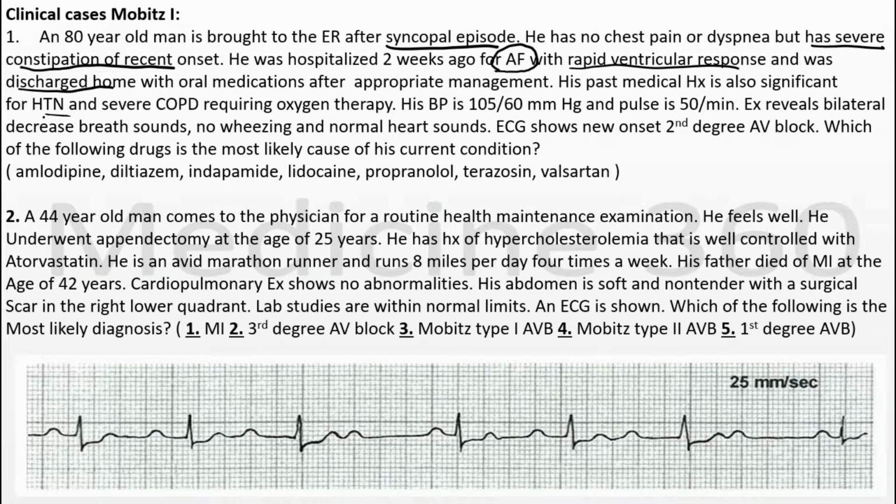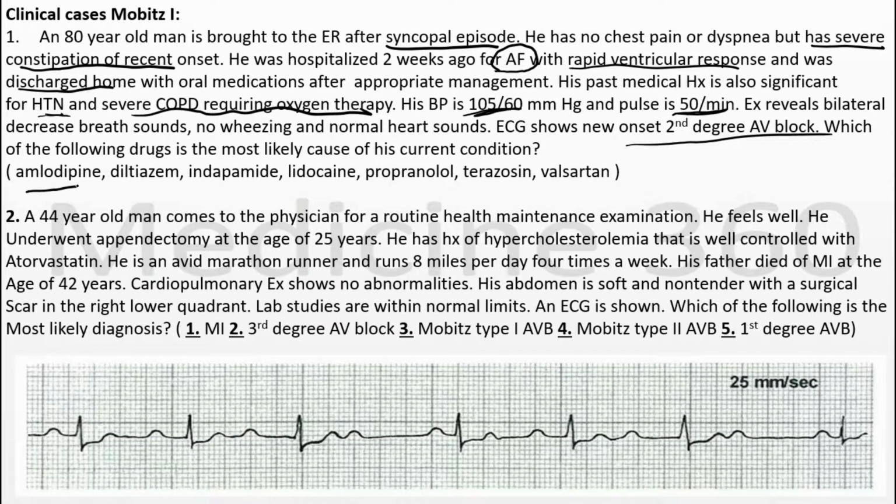The patient also has hypertension and severe COPD. The patient is symptomatic with hypotension, bradycardia and bilateral decreased breath sounds, as the patient has COPD. The ECG shows second degree heart block. Now, the drug which is causing the syncopal episode, the severe constipation and bradycardia, we will choose from these options.